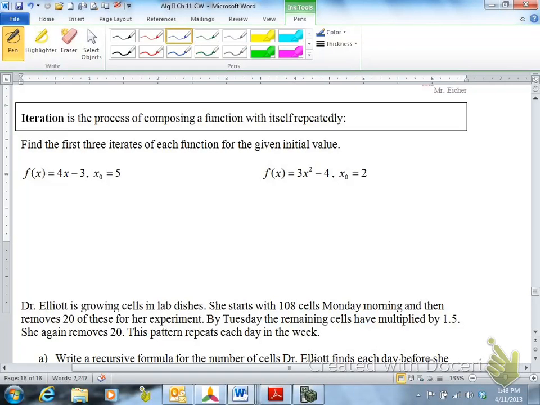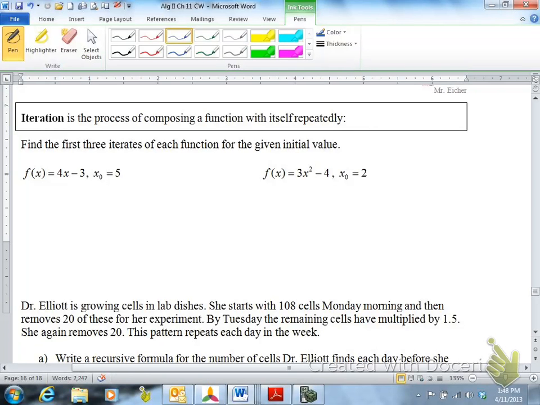Iteration, I think, is pretty easy. Iteration is a process of repeating a function with itself repeatedly. If your parents ask you to reiterate something, they mean to repeat it or to say it in a different way. So reiteration is a process of repeating, of repeating, of repeating.